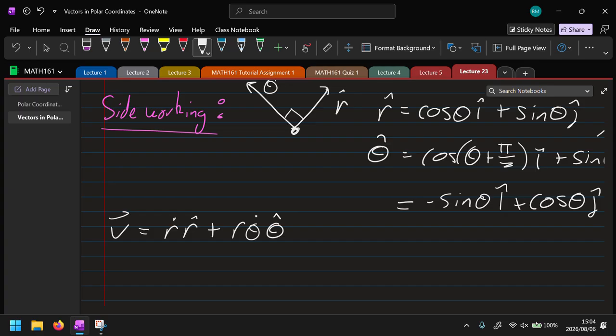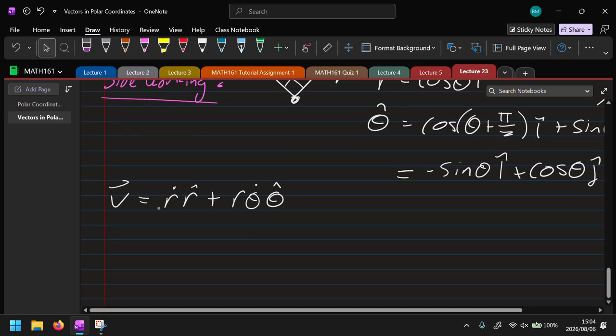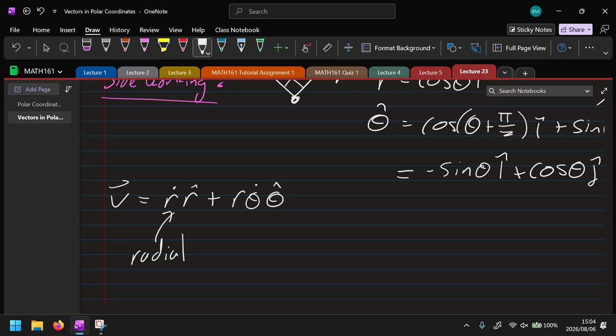Okay. Now in physics, we give these two special names. The velocity in the radial direction, we call that the radial velocity. And the one in the theta direction, we call that the angular velocity. It's an angular direction.